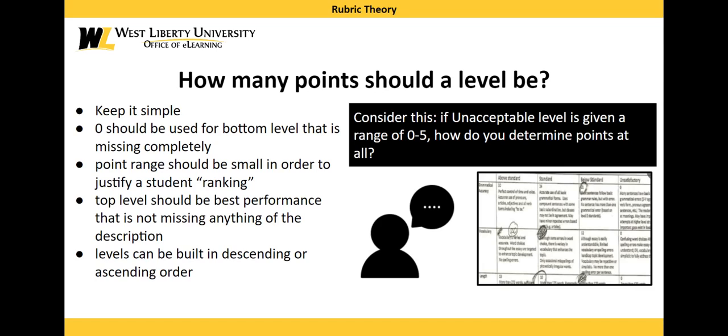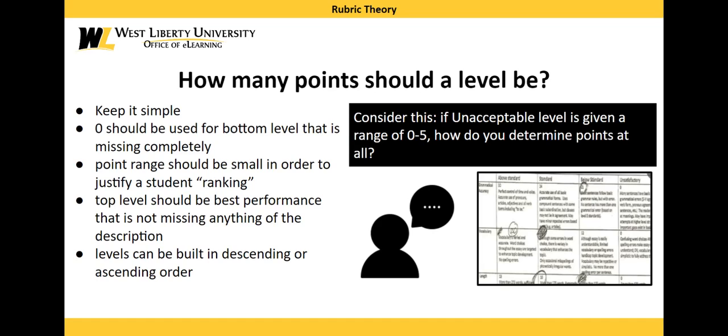How many points should a level be? A best practice is to keep it simple. If you always have a bottom level of 0 for a criterion that is missing completely, and a top level that is not missing anything, then it makes it easier to write clear task levels that fall in between. Points between task levels should be small so that an evaluator can justify a rank.